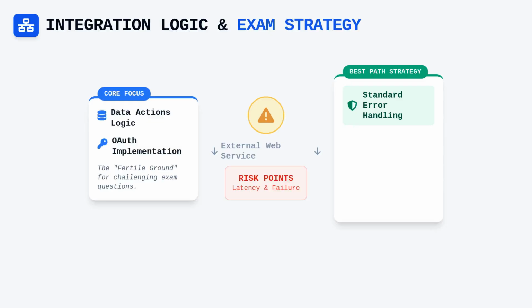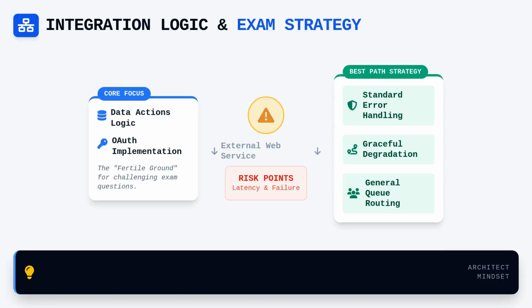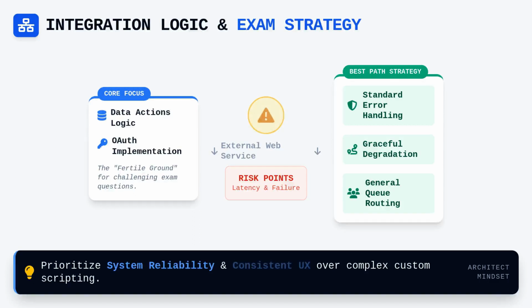If a data lookup fails during an interaction, the design must account for a graceful degradation of service, perhaps by routing the customer to a general queue rather than dropping the call. Applying this mindset to your test taking will help you recognize the best path answer, which often prioritizes system reliability and consistent user experience over overly complex custom scripting.